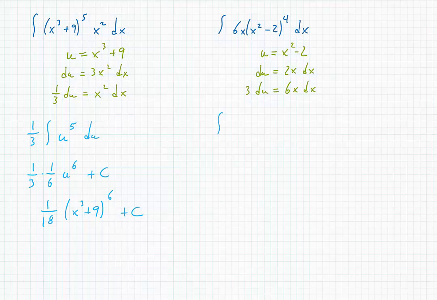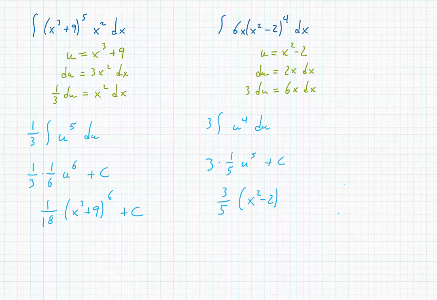So substituting, I'm going to get u to the 4th power. That's putting u in for x squared minus 2. The 6x and the dx are going to be replaced by a 3, which I'm going to put out front, and a du. So we're going to get 3 times 1 over 5 times u to the 5th plus c, which is 3/5 times x squared minus 2 to the 5th plus c, after we undo our substitution. Once again, go ahead, take the derivative of your answer here, make sure that you get back to the original integrand. You will.